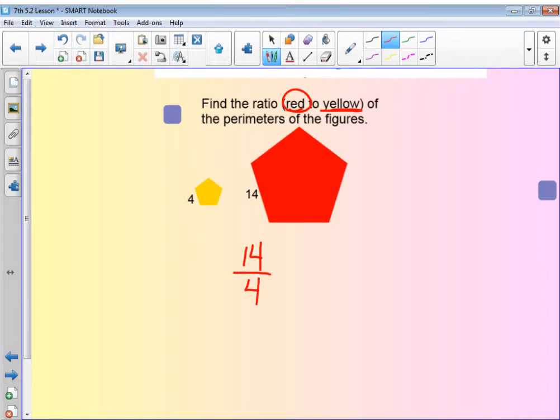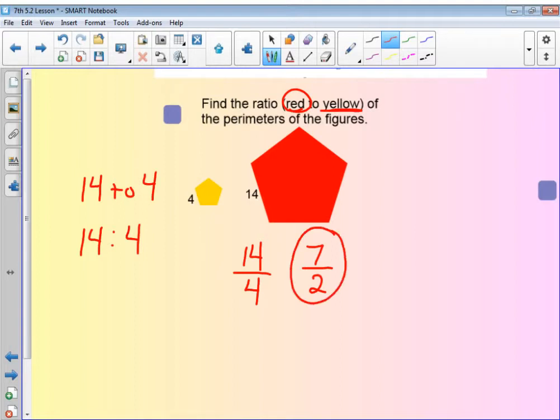Now, you guys before in previous lessons also did ratios as 14 to 4 or 14:4. The key thing when we're doing this is we want to make sure that we reduce these down to lowest terms. So a number that would go into each of these would be 2. So I could divide by 2. So 14 divided by 2 would give me 7, and 4 divided by 2 would give me 2. Okay? So our red figure is 7/2 the size of the yellow, or 3.5 times the size of yellow. Okay, this is my final answer.